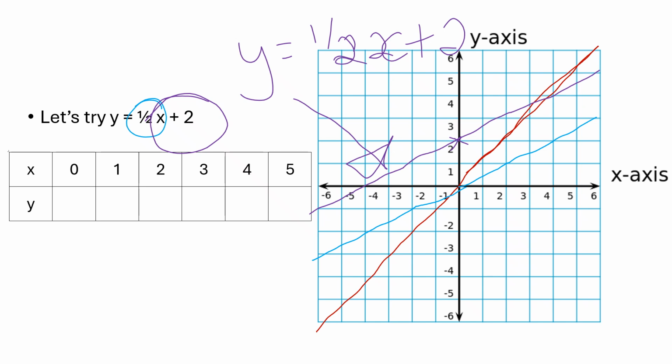What we'll do in the next video is we'll look at another way of graphing, which is using x and y intercepts.